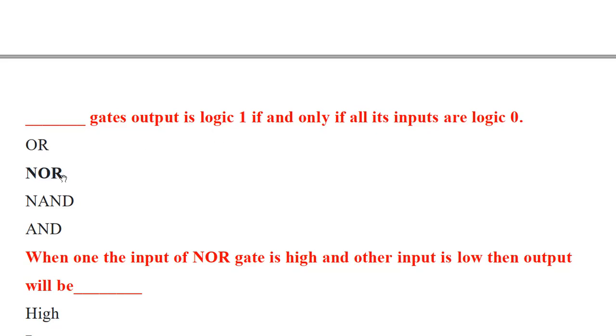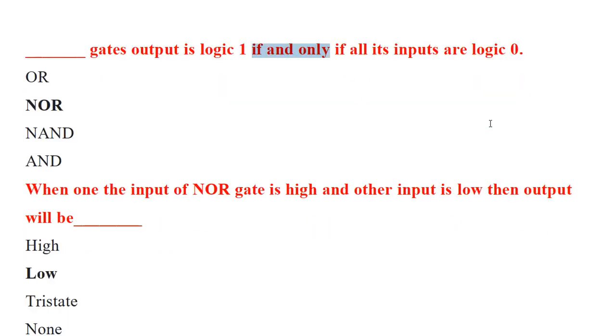For a NOR gate, for 0 0, the output is 1, else the output is 0. Yes, so this you have to keep in mind. It is said that if and only if all the inputs are logic 0. If and only means for that condition only. Yes, for that singular condition.